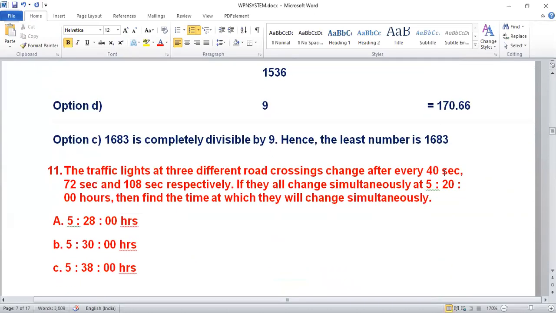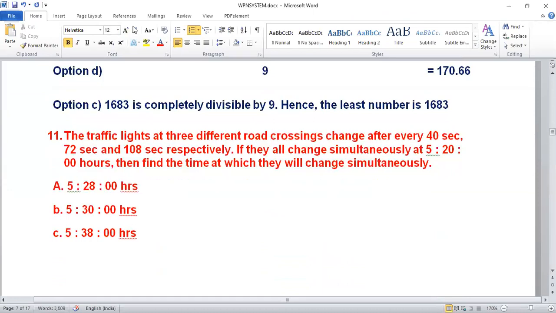Now we are moving to the next question. The traffic lights at 3 different road crossings change after every 40 seconds, 72 seconds and 108 seconds. If they all change simultaneously at 5 hours, 20 minutes and 0 seconds, then find the time at which they will change simultaneously. Do you remember what we have to do in case of a time question, as I've discussed?